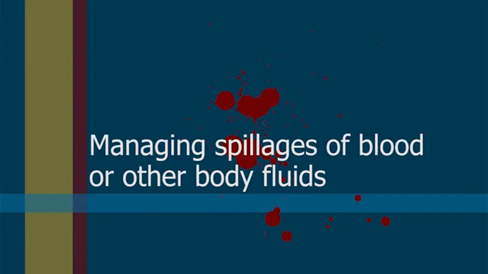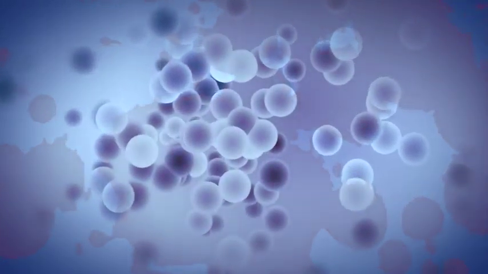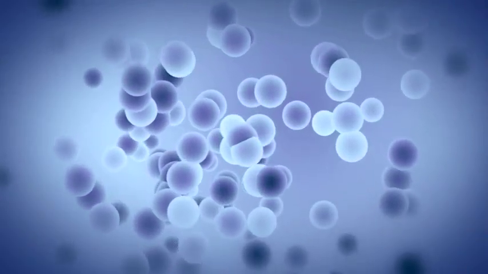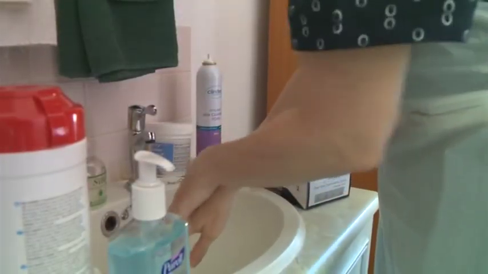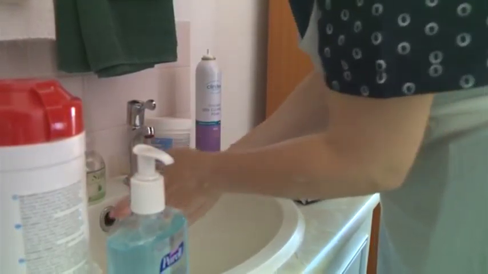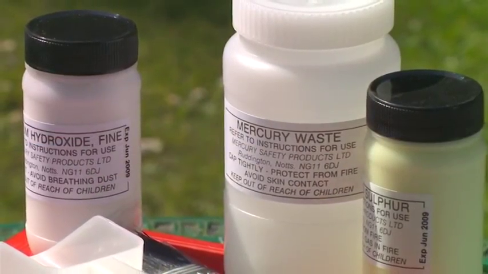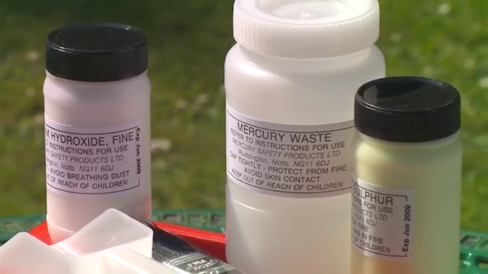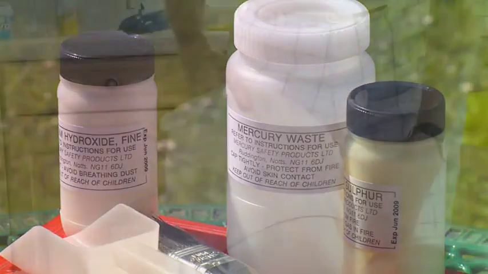Managing spillages of blood or other body fluids. Blood and body fluids may contain microorganisms which must be made safe as soon as possible after the spillage has occurred. These spillages may expose the care worker to pathogenic organisms. There are spillage kits available to deal with biological waste, and care workers should be trained in how to use these. It is not essential to have a commercially available spillage kit, as long as gloves, aprons, a chlorine-releasing agent, paper towels and waste bags are easily accessible.